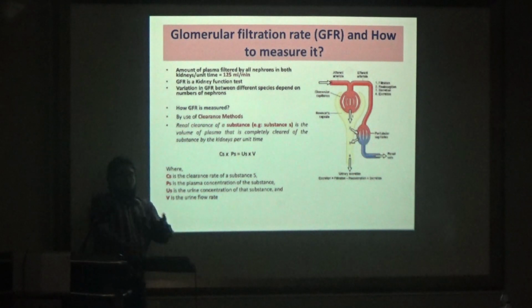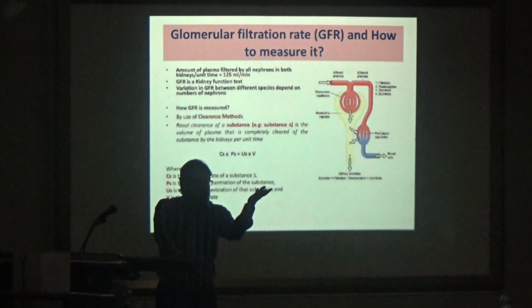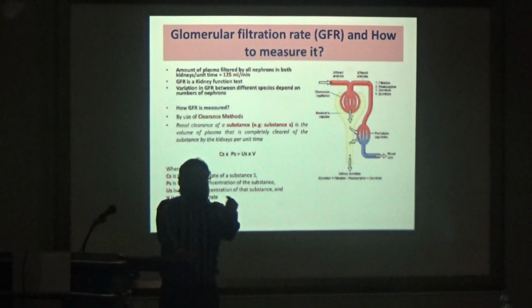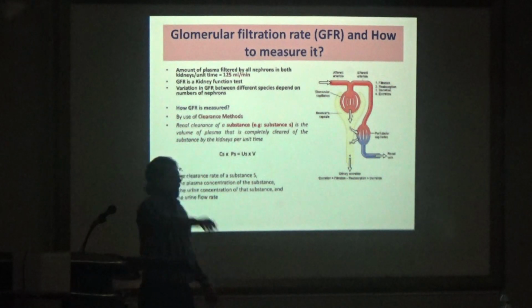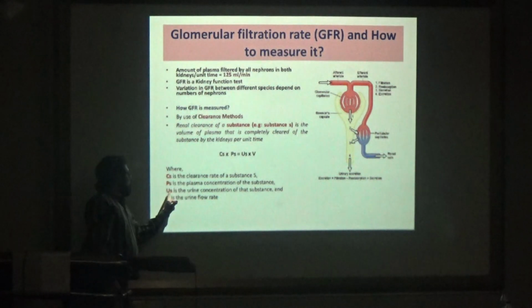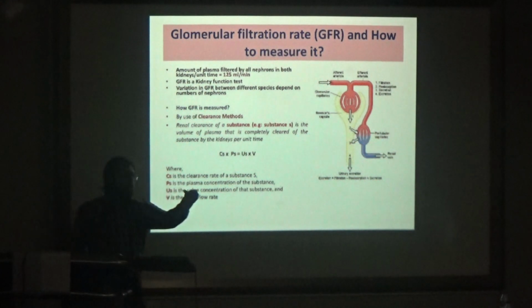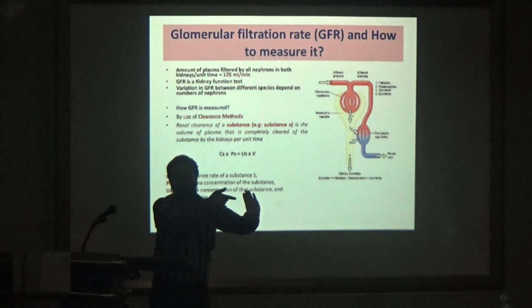What is the plasma concentration? Is it 10 milligrams per 100 milliliters of blood or 1 milligram per 100 milliliters of blood? You take the blood sample, measure it, you can get it. Can I get the urine concentration of the substance S or a drug D? Yes. How? I collect the urine, 100 milliliters of urine, and I see how much substance is present.